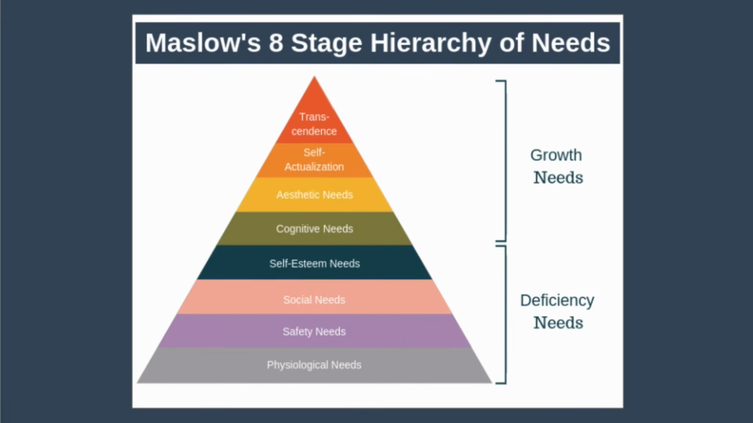So, the second update Maslow made again kept deficiency needs the same and added one final level to growth needs called transcendence. Now, transcendence is the very peak of the pyramid and refers to having our spiritual needs met. We become motivated by values that transcend beyond ourselves.